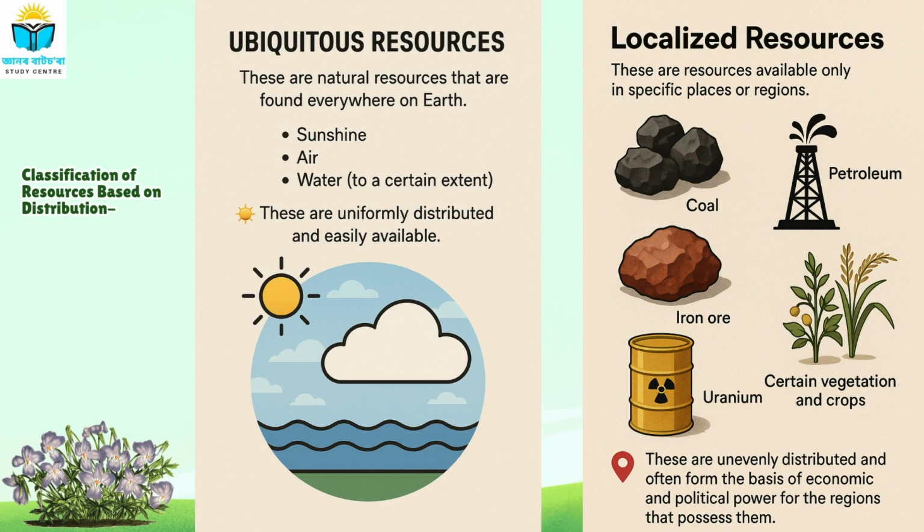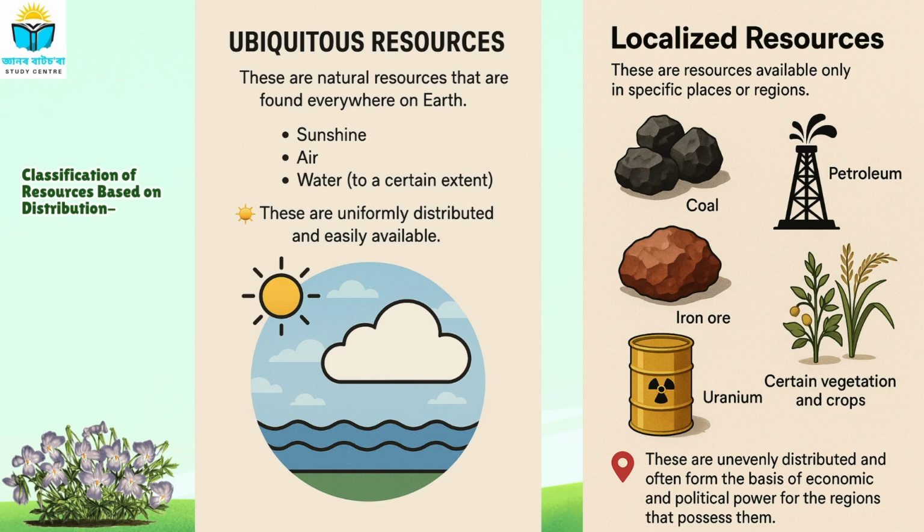Let's now understand the classification of resources based on distribution. Resources can be either ubiquitous or localized. Ubiquitous resources are found everywhere on Earth. Examples include sunshine, air, and to a certain extent, water. These resources are uniformly distributed and easily available to everyone.